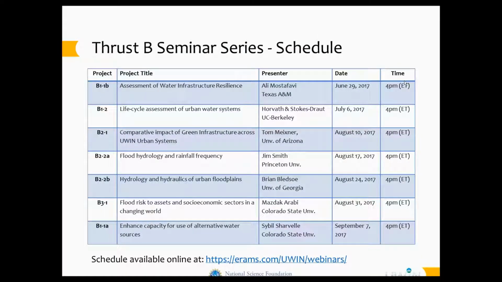So Thrust B focuses on innovative technological solutions using the data, models, and enhanced process understanding developed in Thrust A. These solutions include building to community scale resource recovery and reuse systems, hybrid centralized, decentralized water infrastructure systems, fit for purpose water systems, green infrastructure, sustainable urban drainage networks, and resilient floodplains. The complete Thrust B series schedule is also available on our website.